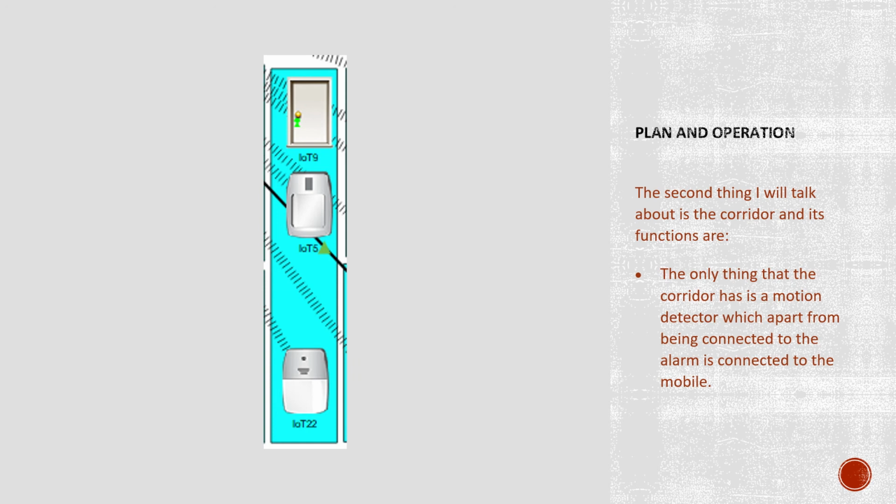The second thing I will talk about is the corridor and its functions. The only thing that the corridor has is a motion sensor. This is the sensor, connected to the alarm, which is connected to the mobile. This is the alarm, and the principal thing in the corridor is the door, which is automatically connected and opens and closes using the mobile phone.